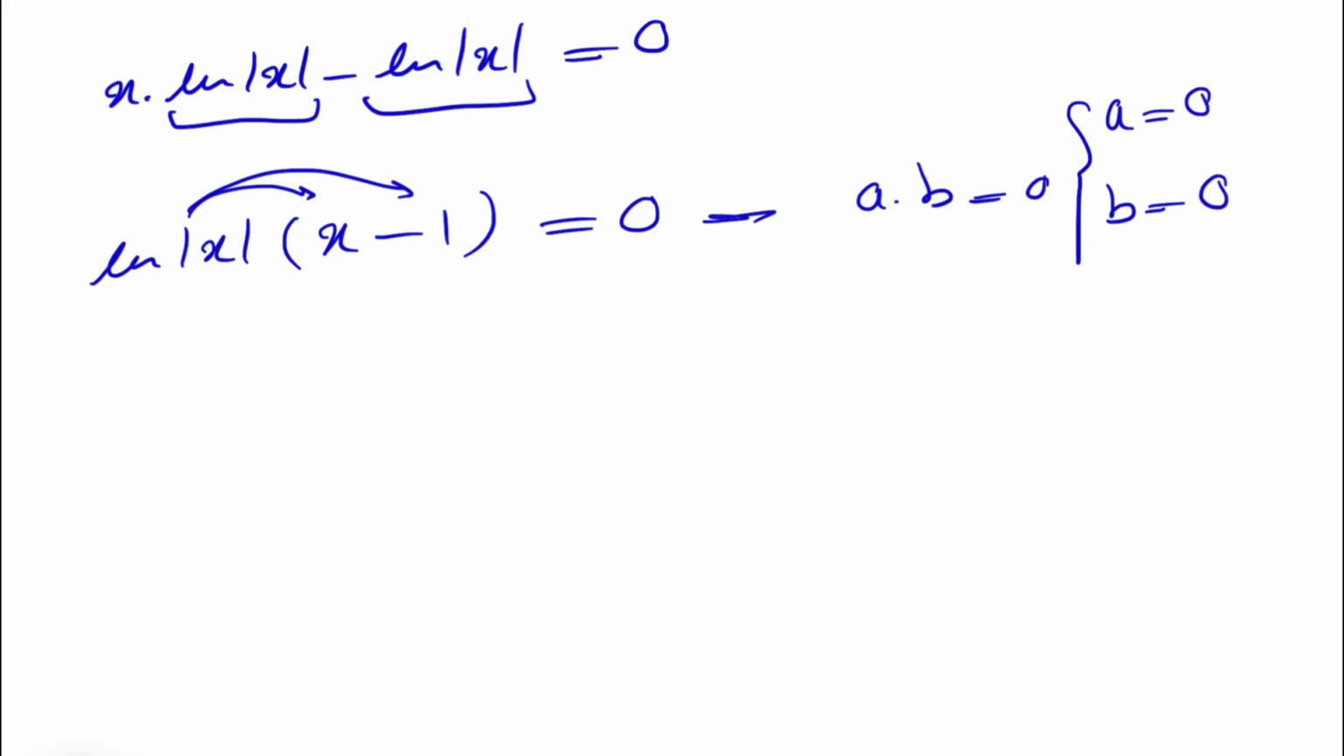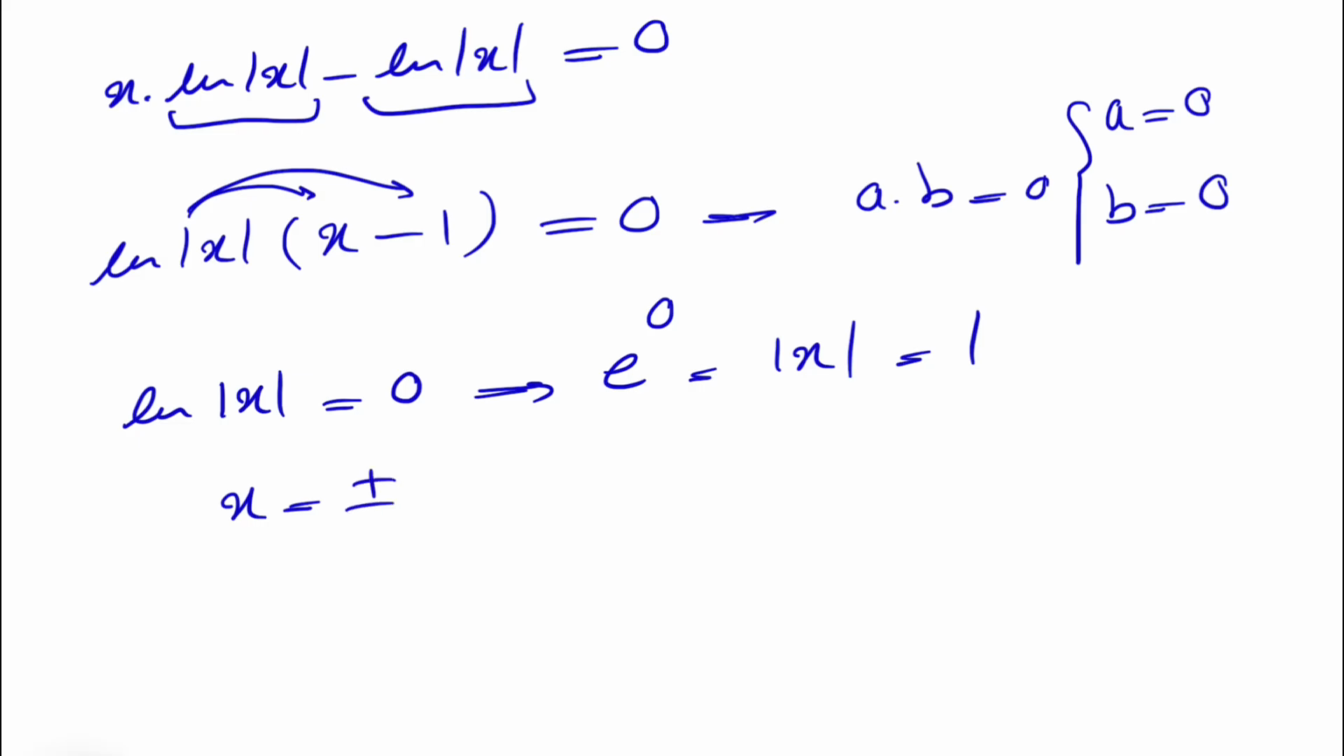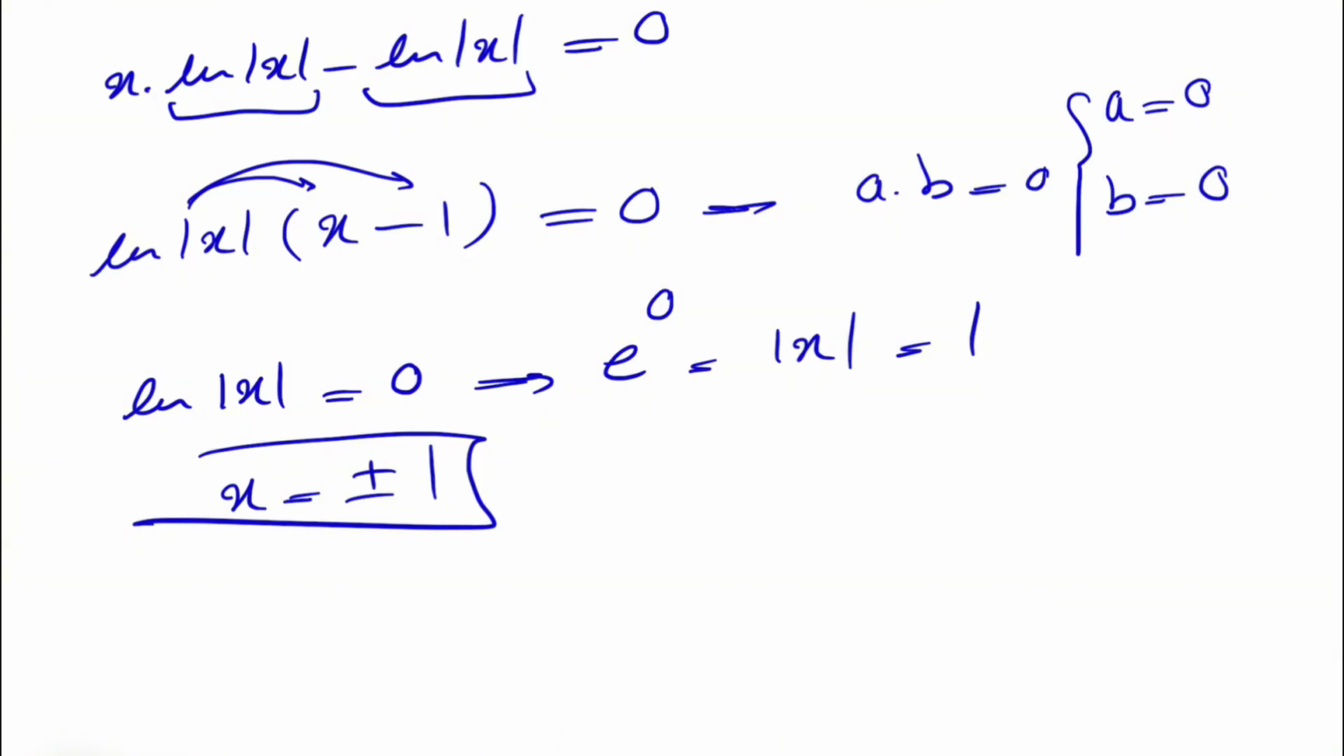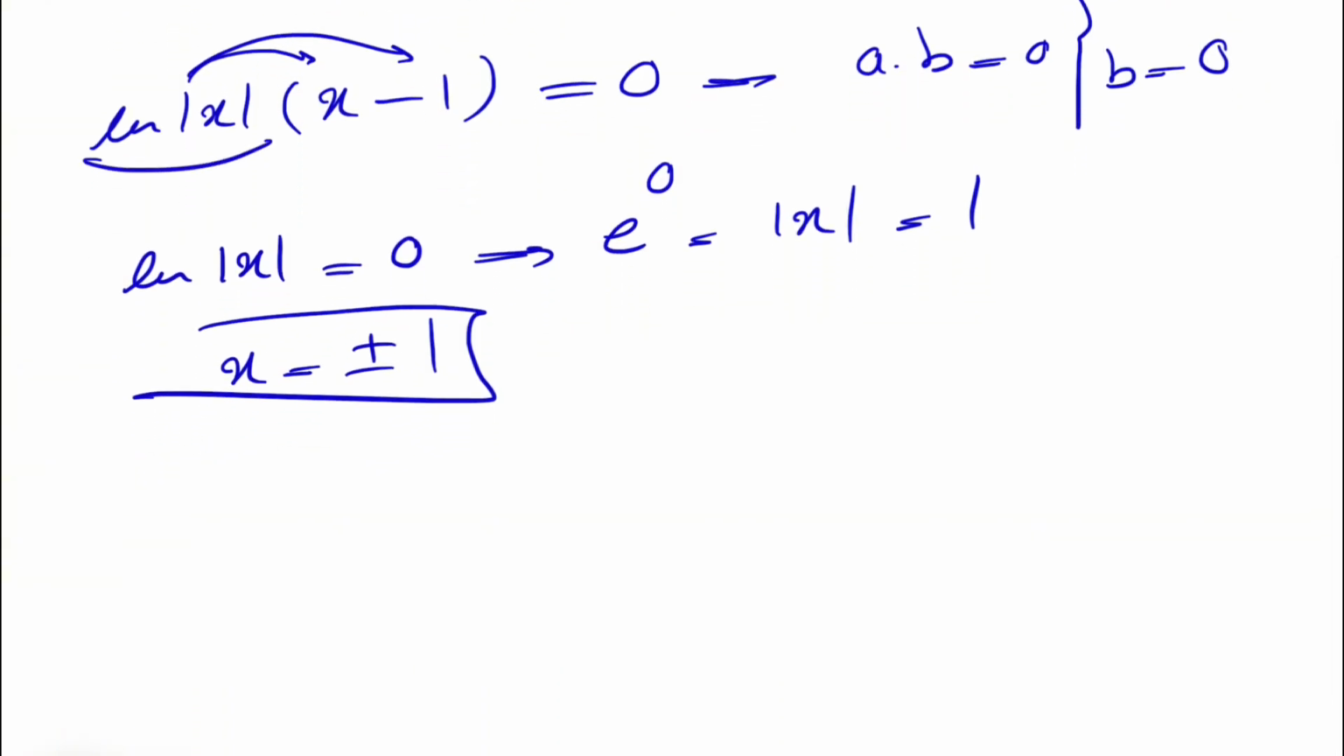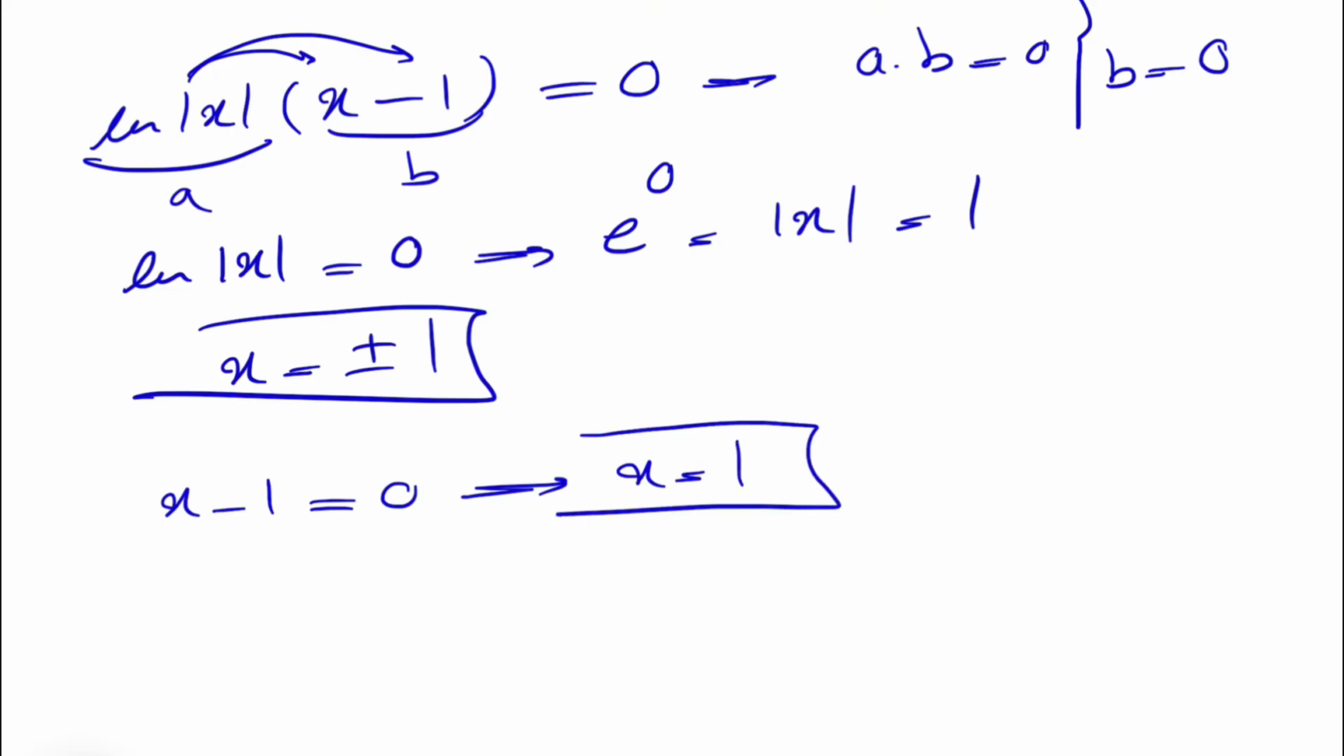So let's go with the first part. Ln of absolute value of the x is equal to 0, which means e to the power of 0 is equal to absolute value of the x. E to the 0 is 1, and when we have absolute value of the x is equal to 1, that means our x is equal to plus or minus 1. So two answers so far in here. We'll see if both of them are acceptable or not in the previous part. So that was our a, and our b is x minus 1 is equal to 0, which means our x is equal to 1, which is what we had in the previous part.